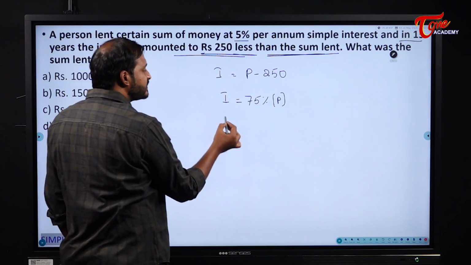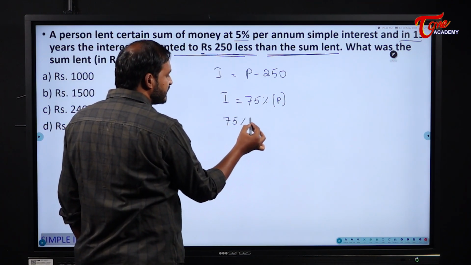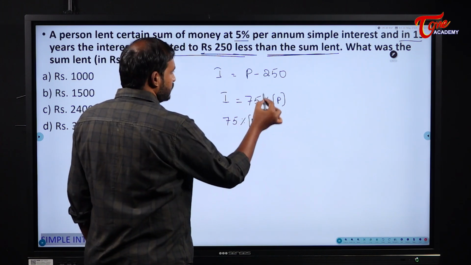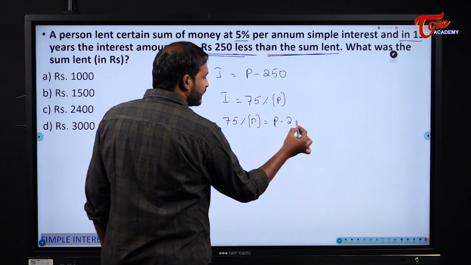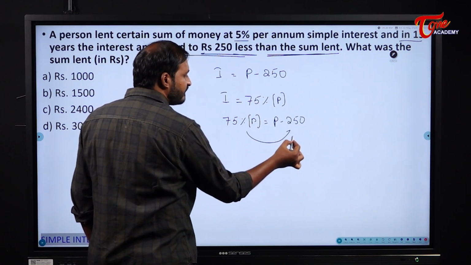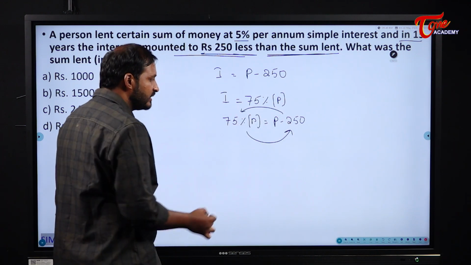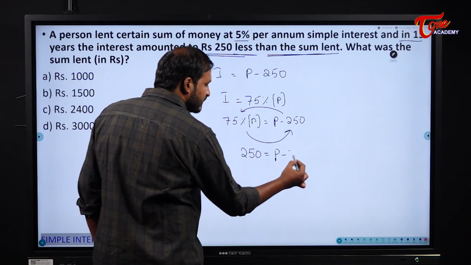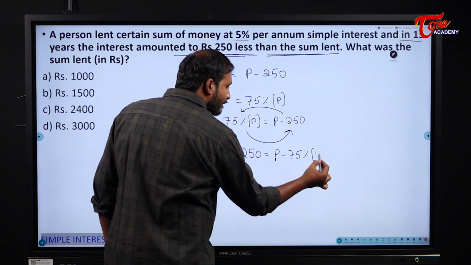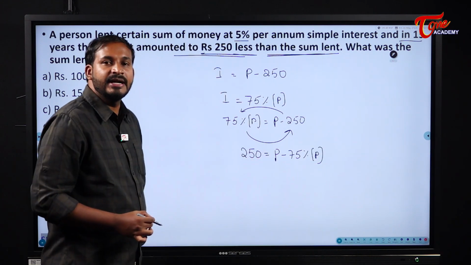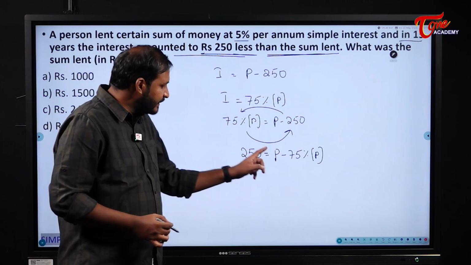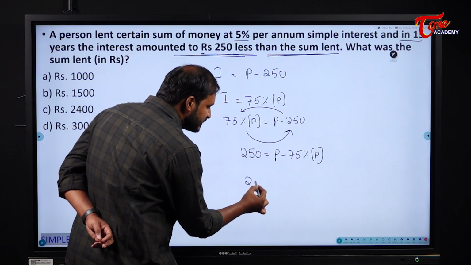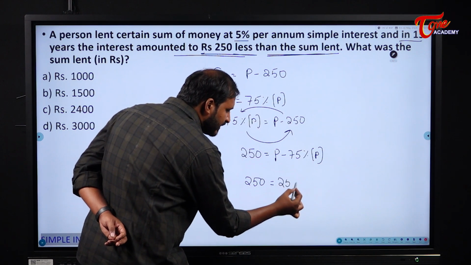That means what happens to this equation now? 75% of principal is equal to P minus 250. From this, if I send this 75% to this side and 250 to this side, what happens to this equation? 250 is equal to P minus 75% of P. P means what, students? 100% of P. 100% of P minus 75% of P, what does it become? 250 is equal to 25% of P.